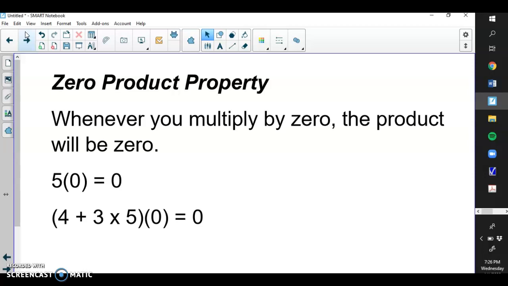Plus bx plus c equals 0. We're going to be using the zero products property. This property states that whenever you multiply by 0, the product will be 0. It doesn't matter what you multiply times 0, the answer is always going to be 0.